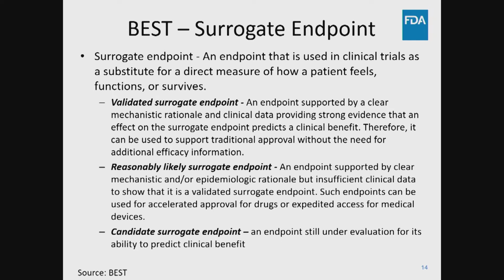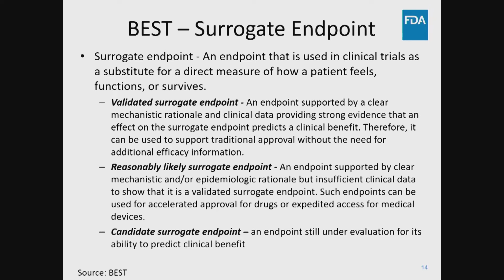The next category is reasonably likely surrogate endpoint. This is an endpoint supported by clear mechanistic and/or epidemiologic rationale, but insufficient clinical data to show that it is a validated surrogate endpoint. So in this case, we have a little bit less data indicating that it's a valid surrogate, and therefore these endpoints can be used for accelerated approval of drugs, or expedited access for medical devices. And I'll cover the difference between traditional and accelerated approval a little bit more in depth in the next section. But a reasonably likely surrogate can be used for accelerated approval purposes.